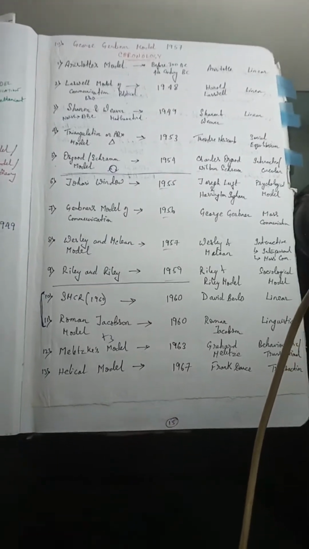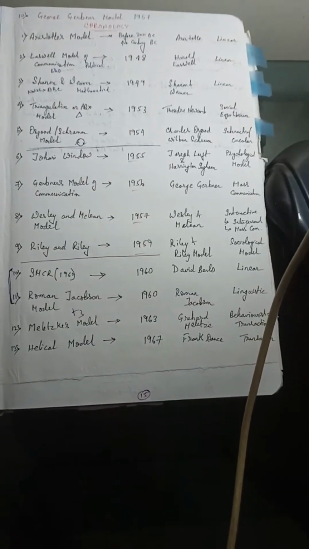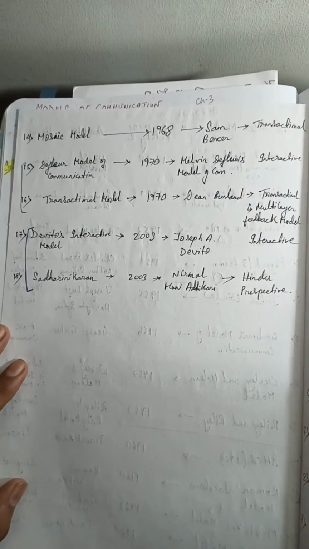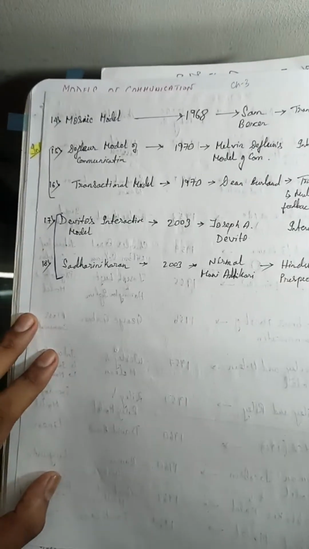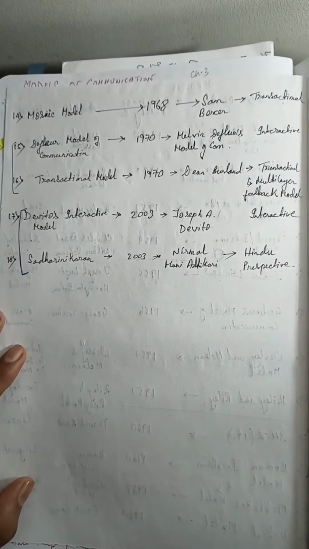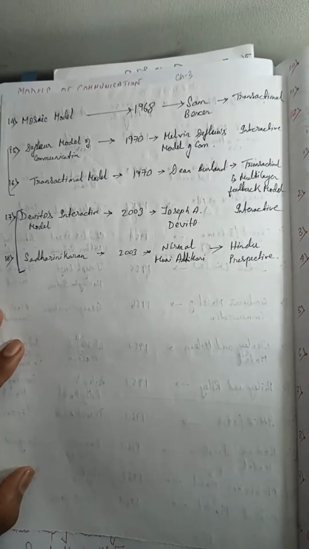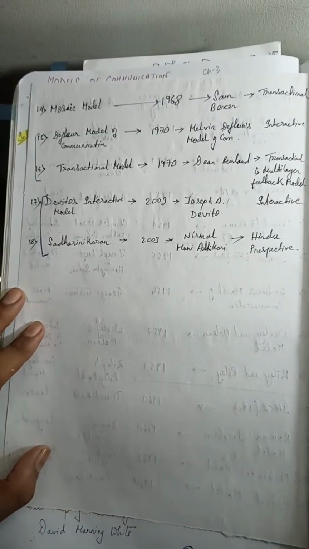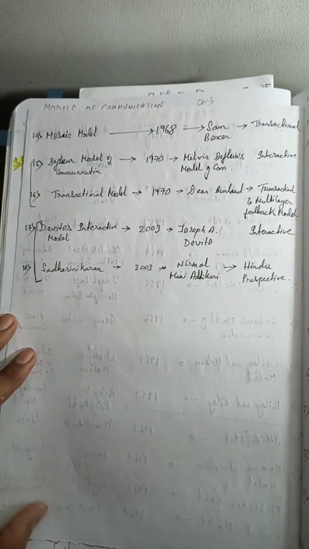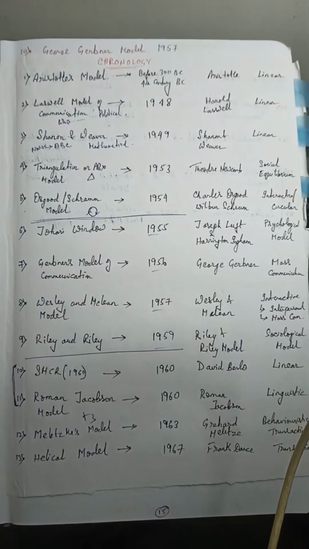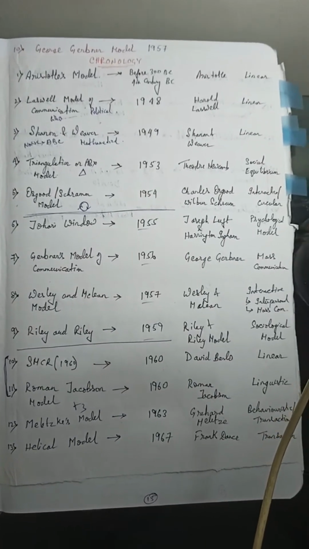Then we have the helical model in 1967, proposed by Frank Dance. After that, the mosaic model of 1968 by Abraham Moles. It's a transactional model. Then we have the diffusion model of communication in 1970, Melvin DeFleur's interactive model, followed by the transactional model of 1970, and Dewey's interactive model in 2003, and the last is the Sadharanikaran model in 2003. So this is the chronology of models. Direct questions are asked from the chronology. The dates are asked and we have to identify the name of the model.